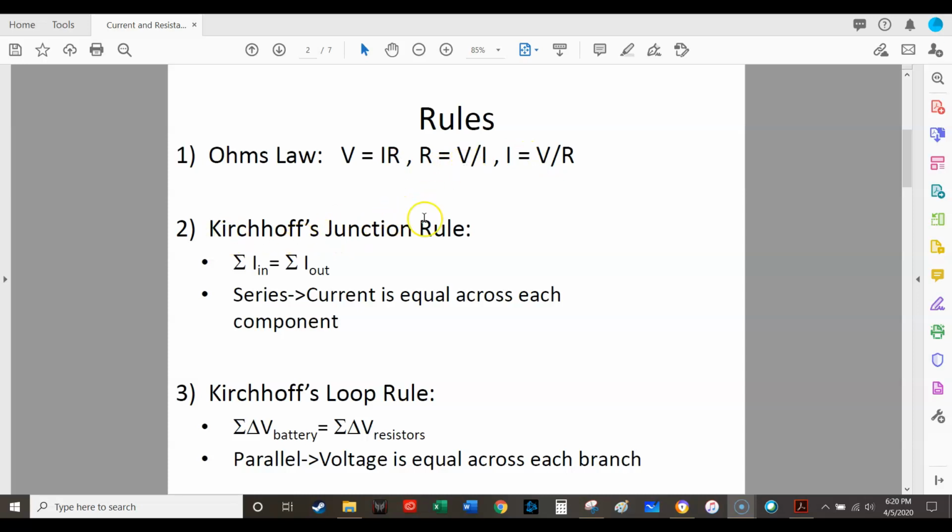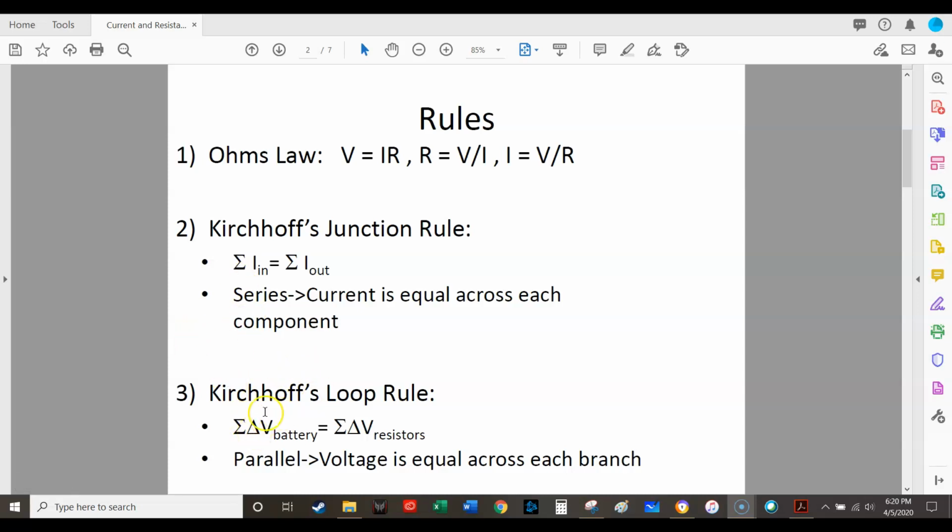We have Kirchhoff's junction rule, and again, the amount of current flowing into a junction is equal to the amount of current flowing out. What we also learned before is, if you have two resistors on the same branch in series with each other, and you know the current of one of those, then you know the current of the other one.